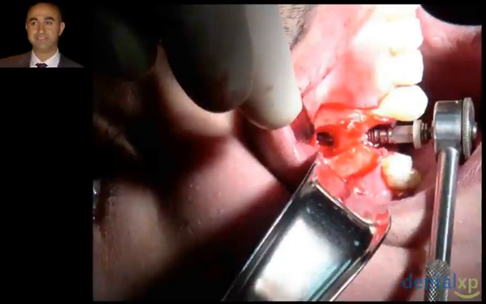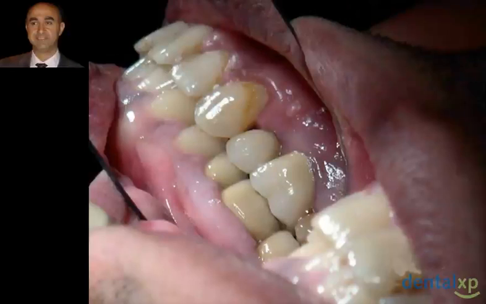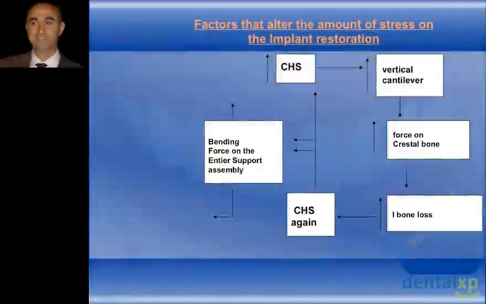As you can see, this is one of the cases with sinus elevation and the end result in the normal occlusal. So the significance of crown height space, as I was talking before: whenever there is an increase in crown height space, the vertical cantilever is increased. The amount of forces on the crestal bone is increased. You get more bone loss.